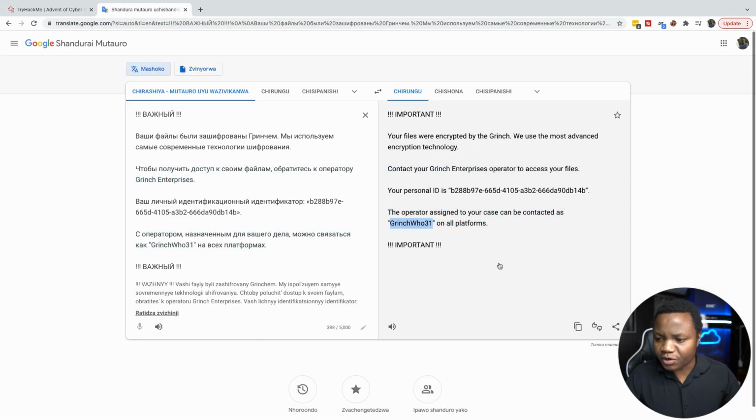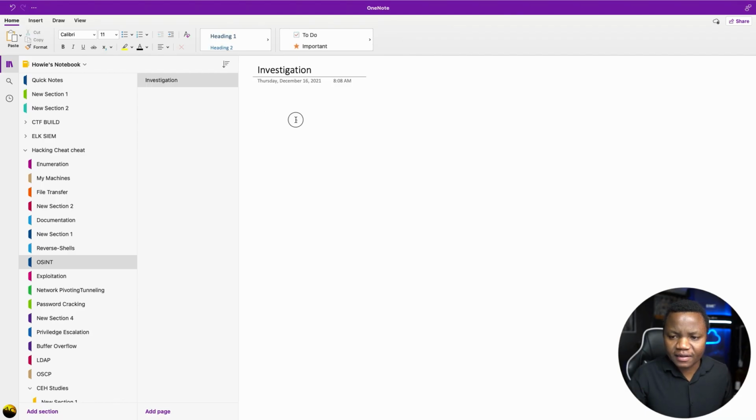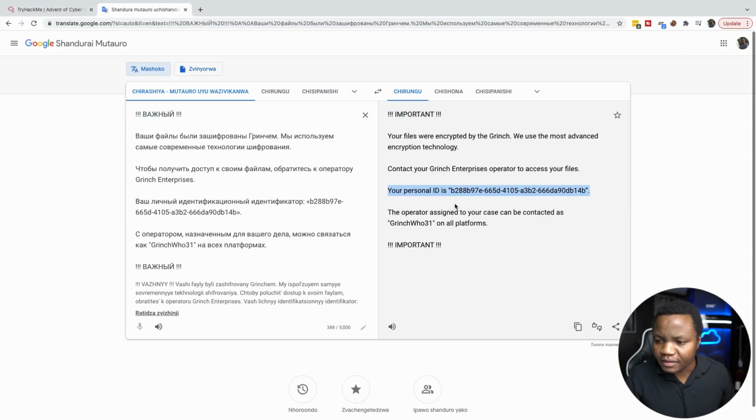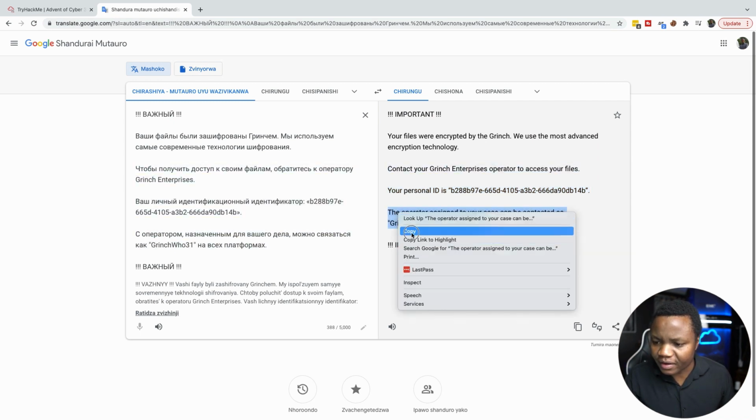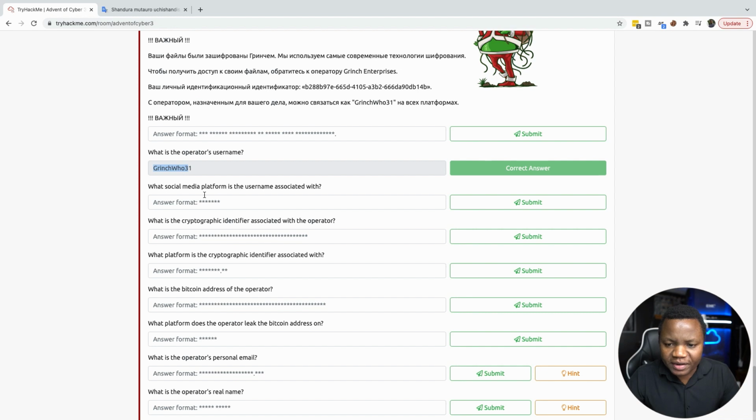Let's make sure that we document this other information, just in case it comes back. What looks interesting is the personal ID. So I'll be putting that in my investigation here, just in case it comes back up again. Since OSINT is about collecting information, this information might be very interesting. Next question, what social media is this username associated with?